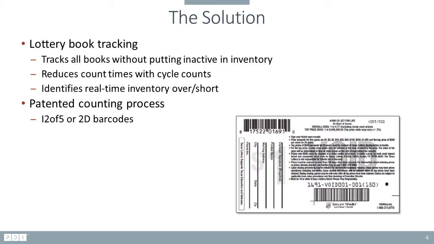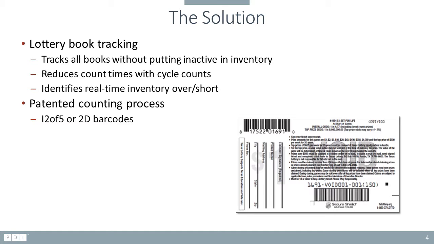But if I can keep them separate, then I can count the inactive stuff when I've got personnel available who have access to the secure space, and I can count the stuff that's out for sale at a more frequent interval. That's going to give me some time savings as well, because the for sale pot is usually a little bit smaller. And ultimately, one of the best things about it is that because it's not happening at a daily level, we can get real-time insight into overshort information about those books as we walk through the course of the day. And we're going to talk about that a little bit more here in a second.